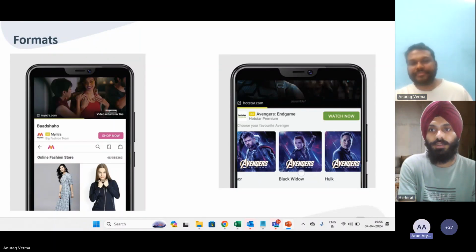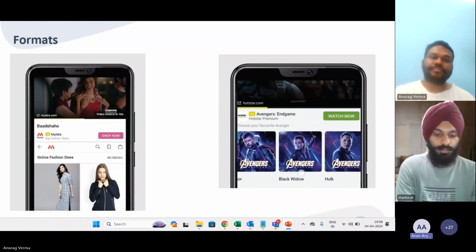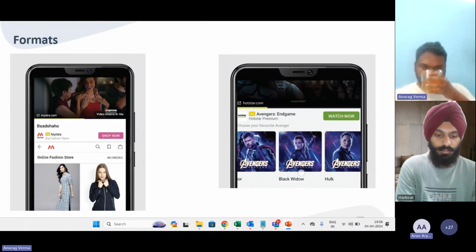I have one question, Anurag. Maybe the AdTech industry in India is now in a state where the formats are matured, or basically standardized, right? We can see four or five types of formats, whatever they are. Do you see a new format typically coming in?